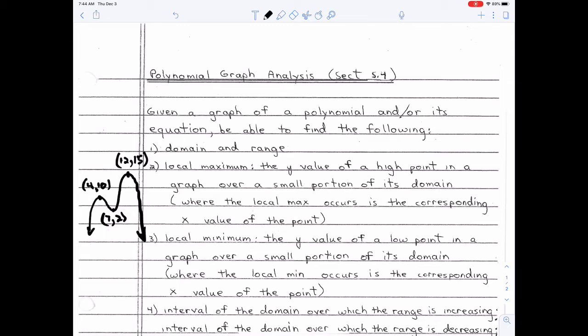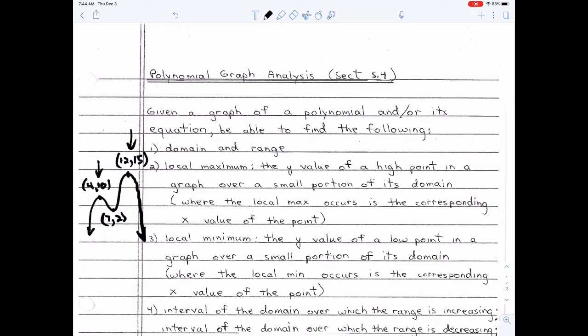Yes, there are 2 local maximums. There are 2 tops to a curve. So the local maximums are 10 and 15. Now, there's only one maximum for the entire graph. That's 15. But there are two local maximums. And that would be 10 and 15.